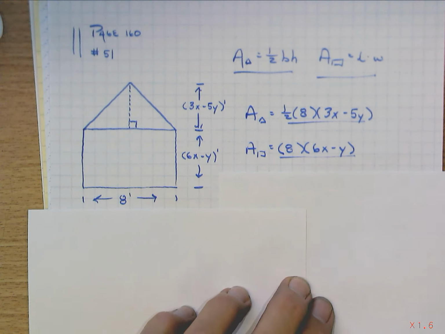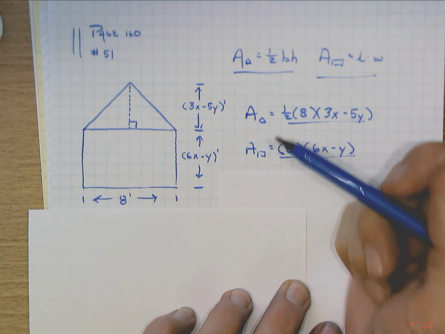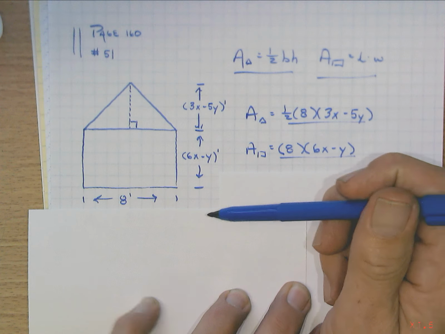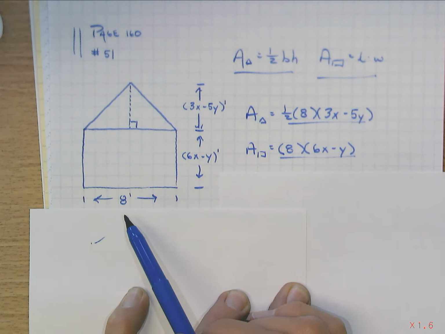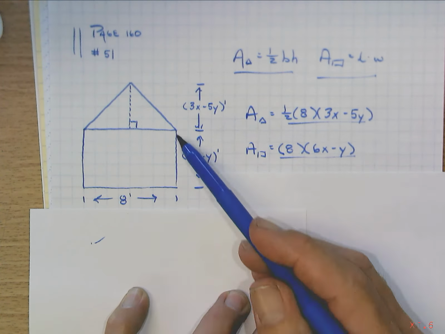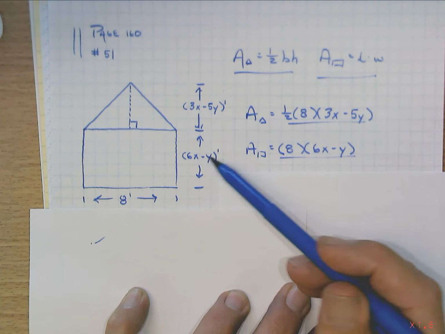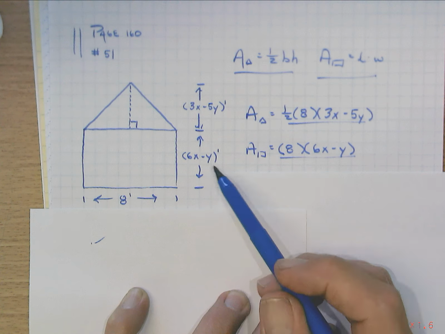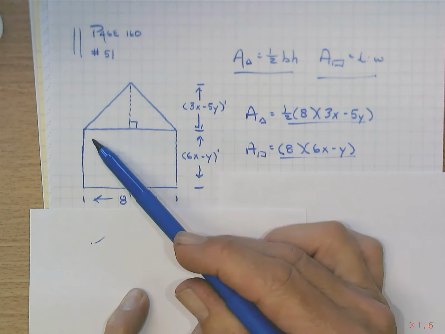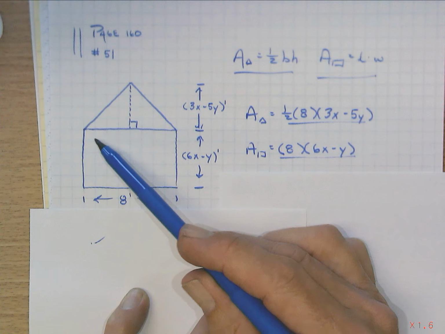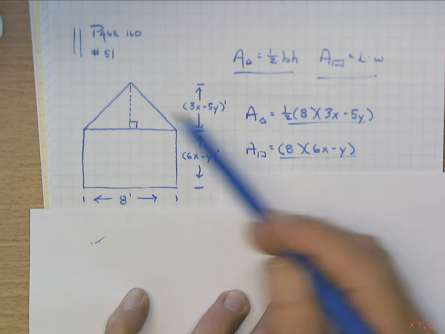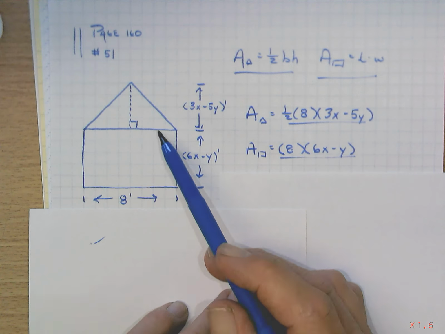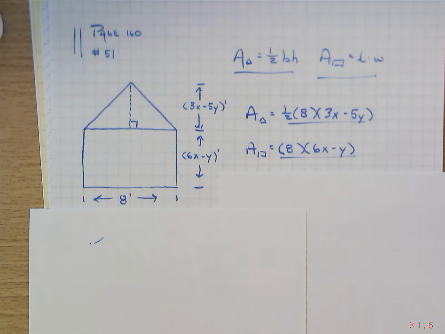We're given this figure on page 160, number 51, of this house-like figure, and it's labeled with a base of 8 feet, and the first floor here, if you want to call it that, the height is labeled as 6x minus y, and the roof part of this has a base of 8 feet also and a height of 3x minus 5y. And it would like to have us find the area of this entire figure.